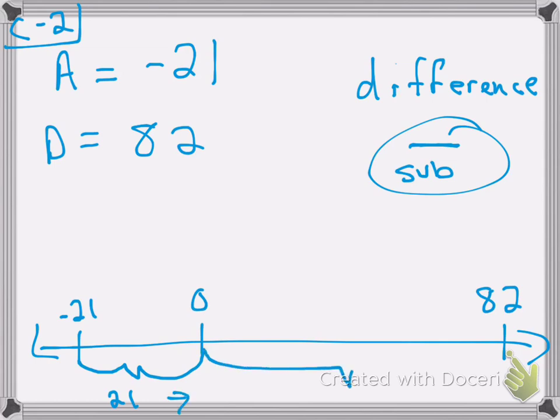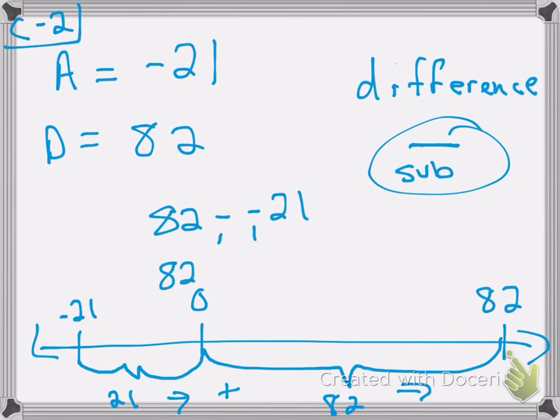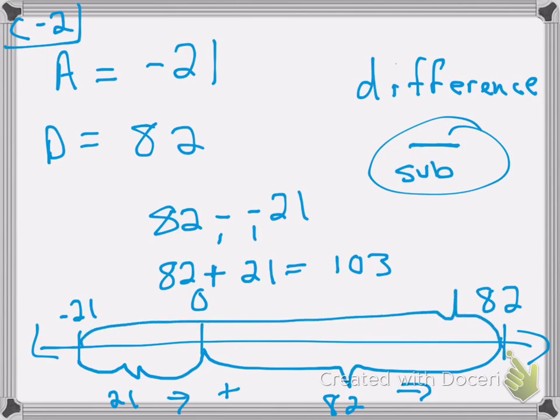From 0 to 82 is 82 units to the right. So all you're doing is adding those two together. Well, the math way is 82 minus negative 21. Remember, add the opposite. So it's 82. Whenever you see subtraction, you add. The opposite of negative 21 is positive 21. So you figure that out, and you get 103. From here to here is 103.